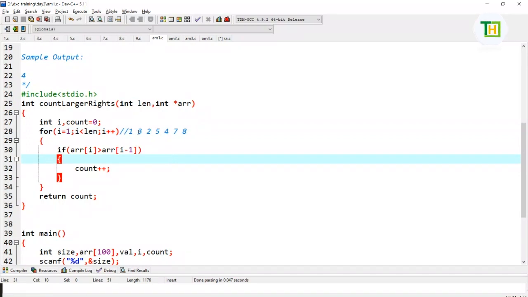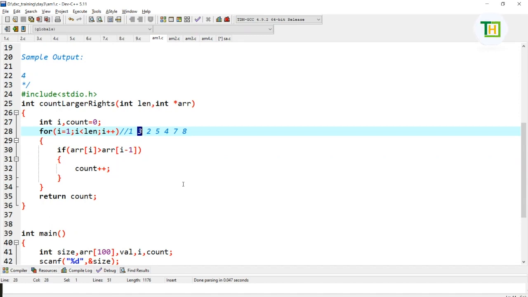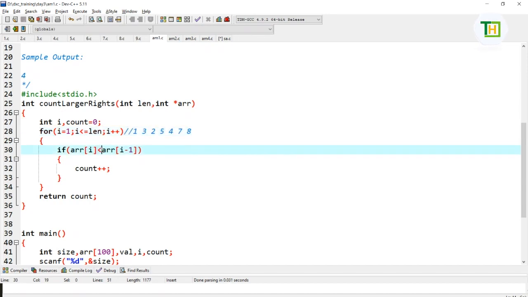Count larger values. For example, I have to start at this position. First of all, the question is going to be like this. Here, when we are working with arrays, we always start with i equal to 0. But here it is taking i equal to 1. Why am I taking i equal to 1 here? Because if I start from here, there is no previous value for 1. That's why I have to start here.